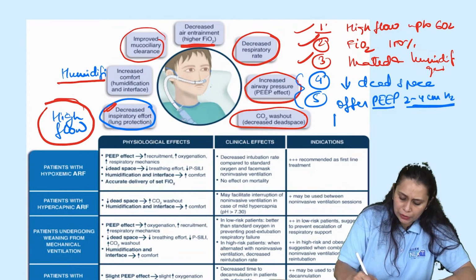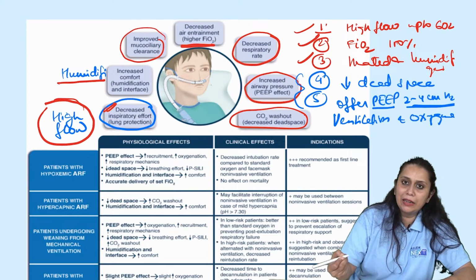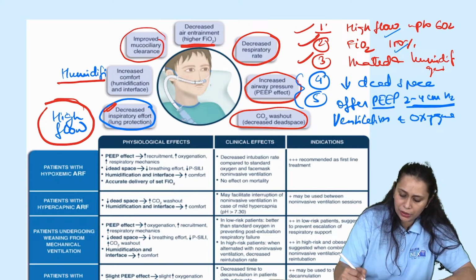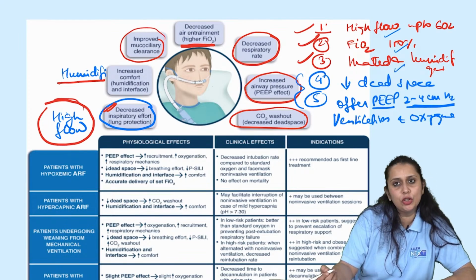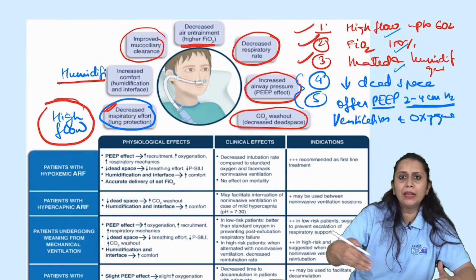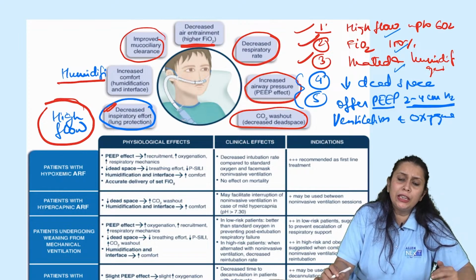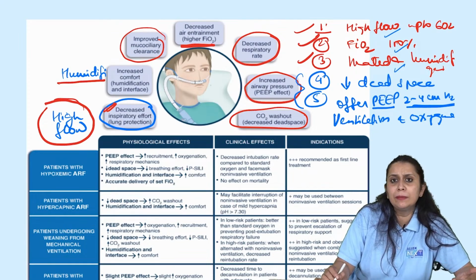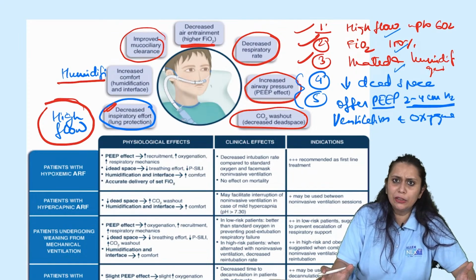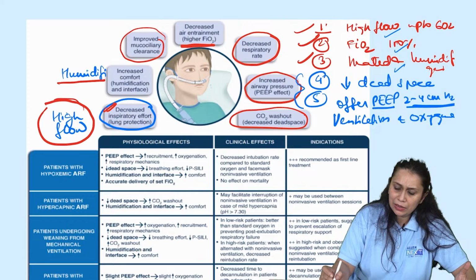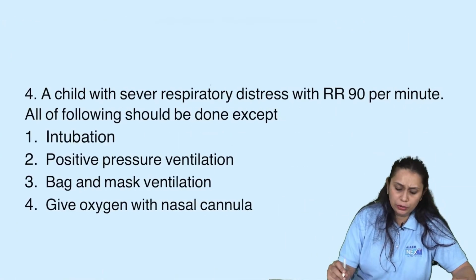So it improves ventilation and it improves oxygenation, because the device can give high flow, fixed FiO2 till 100% and heated and humidified gas. All this benefit has decreased the incidence of intubation in some patient in whom HFNC has been applied at the right time. So this is a very good device, very important device. Okay. Next question, 4th question.